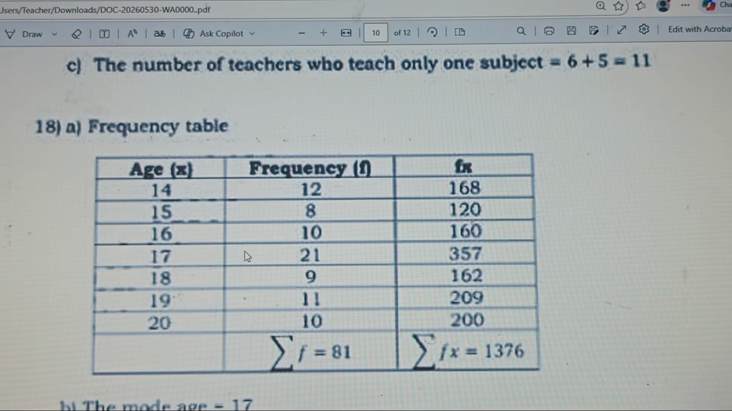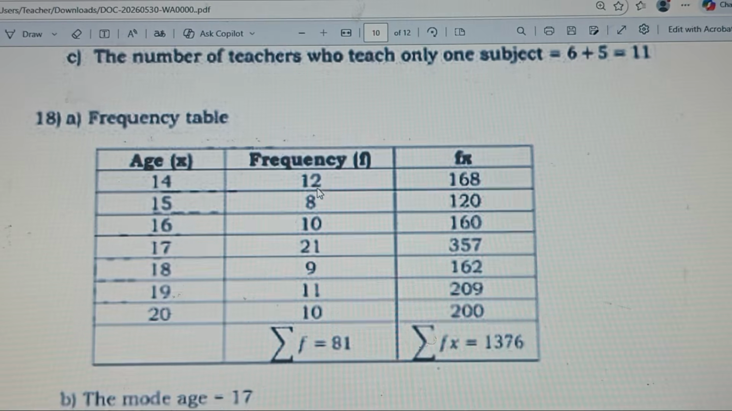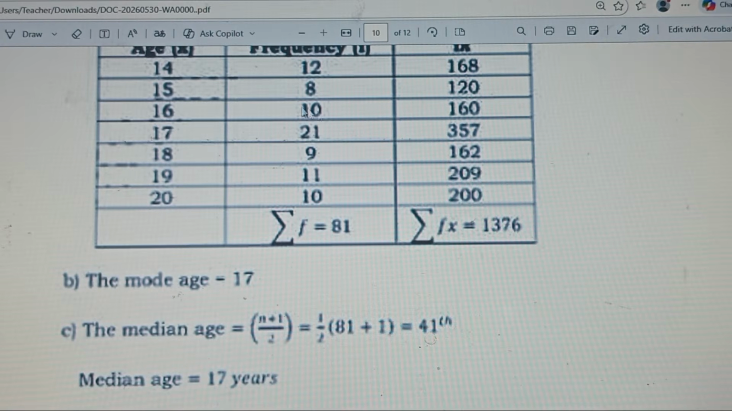You have age 14, 15, 16, 17, 18, 19, 20. And even you have the frequency. Then you multiply, you get fx, that is what you call table of distribution. For B, we ask the mode. When you say mode is the highest frequency, is 21 minutes, there is 7.